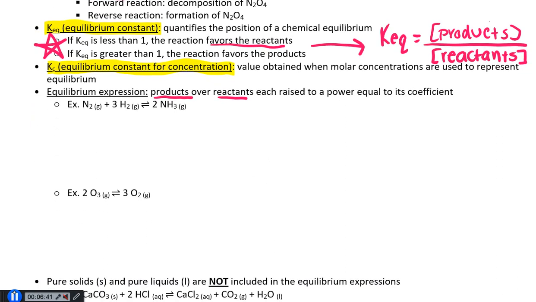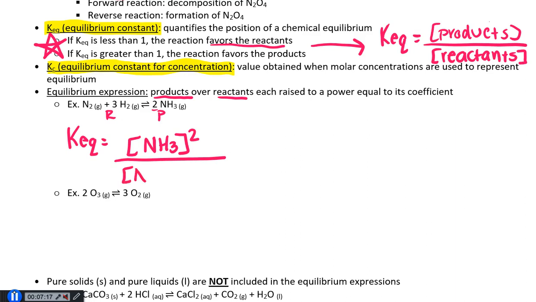All right, so 2 examples. We need to write a KEQ expression for this reaction. So KEQ is going to be equal to products over reactants. So again, products are on the right side of the arrow. So my product is ammonia, NH3. I'm going to use brackets to represent the concentration of it, and I'm going to raise it to the power equal to its coefficient. So its stoichiometric coefficient is 2, so I'm going to raise it to the second power. Divided by the reactants, each raised to the power equal to their coefficient.